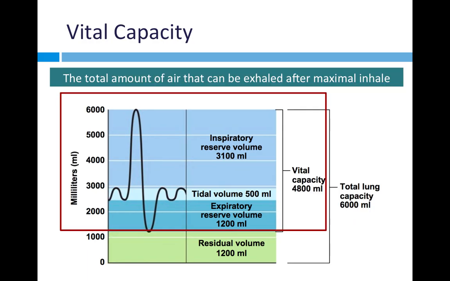Then we have two capacities we'll talk about. The first capacity is your vital capacity. This is the total amount of air that you can exhale after the deepest breath you can inhale. So you take the deepest breath you possibly can and then exhale that breath as much as you possibly can. So it's everything you can inhale, your inspiratory reserve volume, everything you can exhale, your expiratory reserve volume, and your tidal volume. So it's all the air that you can possibly breathe in and possibly breathe out. It's everything except for the residual volume.